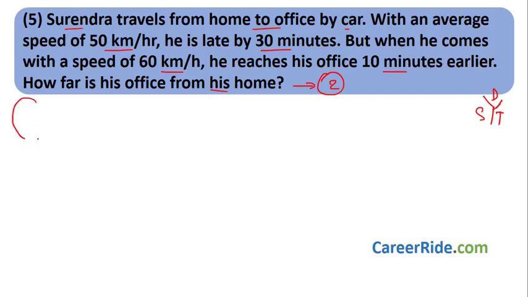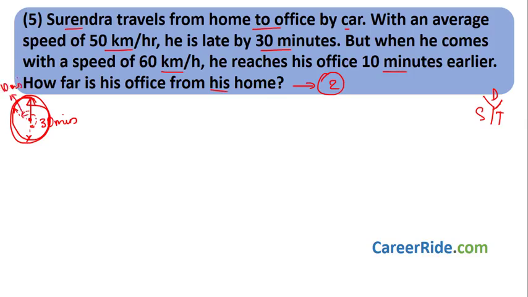Let's see. Draw a clock. This is the regular time at which Surendra reaches office. Whenever he is going at a speed of 50 kilometers per hour, he is late by 30 minutes. So this is 30 minutes. Now when he comes with a speed of 60, he reaches office 10 minutes earlier. So this is 10 minutes early.